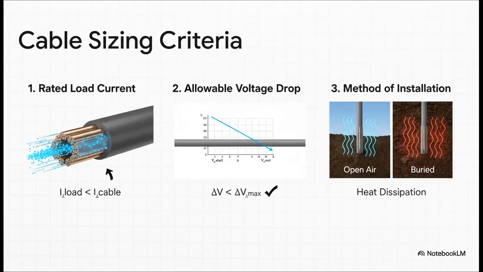Now, for the actual feeder cables that leave the substation and head out into the world, it's not just about the current. You've got to think about a few other things. Of course, there's the rated load current, but you also have to account for the voltage drop, how much voltage you lose over the length of the cable. And super important is the installation method. Is it buried underground? Is it hanging in the air? Both of those affect how well it gets rid of heat, which changes everything.